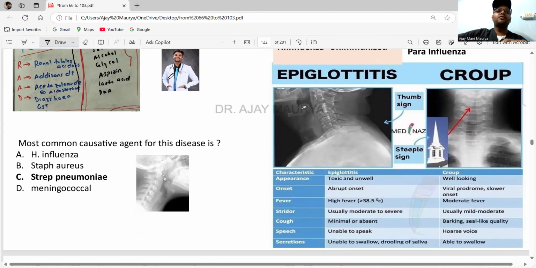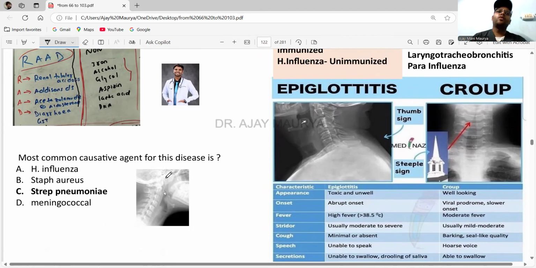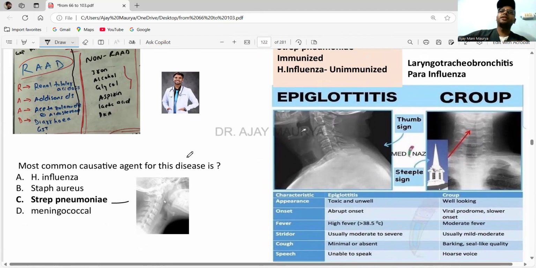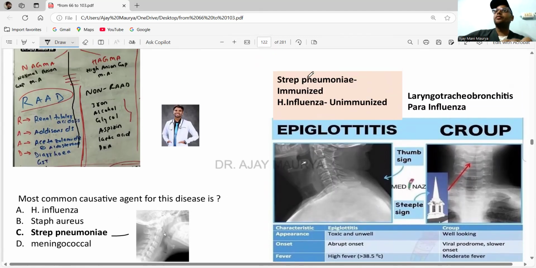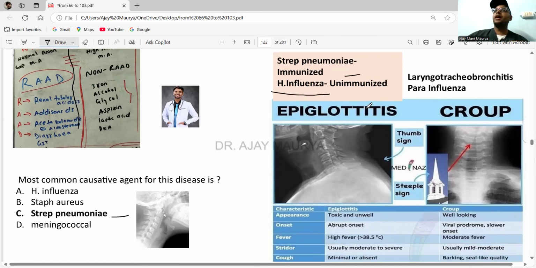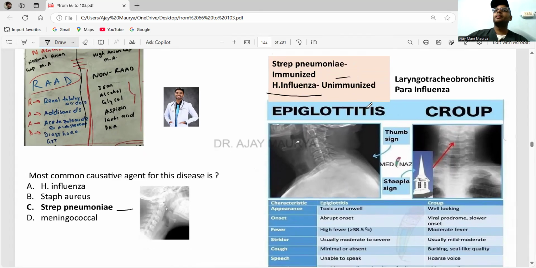Next one. What is the most common causative agent? This is the thumbs up sign, seen in epiglottitis. The most common cause is what? Caused by Streptococcus pneumoniae. Remember, if they ask the most overall cause, it is Streptococcus pneumoniae. But if the question says that the patient is unimmunized, then you have to mark H. influenzae. Otherwise, mark Streptococcus pneumoniae.